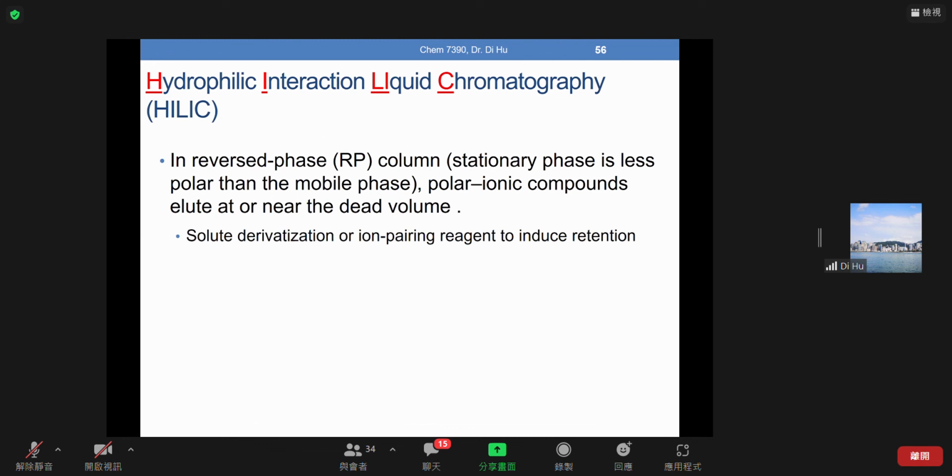Hydrophilic interaction liquid chromatography. From the name hydrophilic, we already know it's dealing with compounds that are more hydrophilic, that means more polar, right? Because in reverse phase, the column, C18 or C8, is less polar than the mobile phase, so that's not good to retain polar ionic compounds, because they just elute near the dead volume.